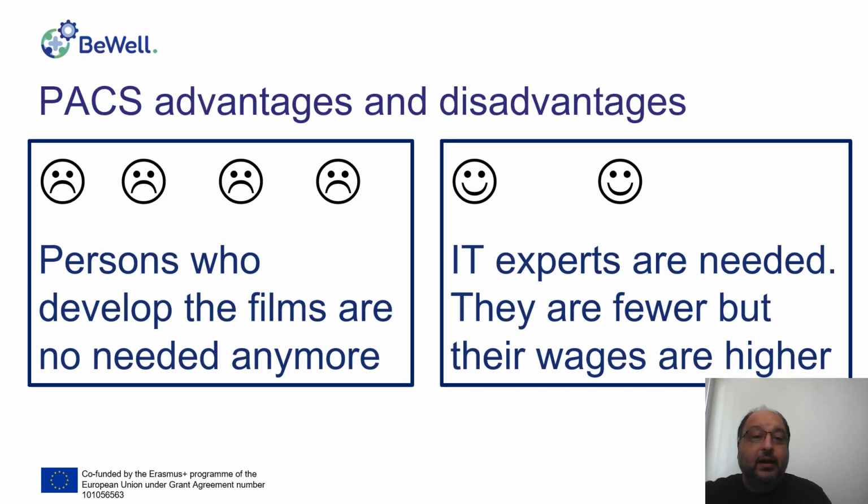And once there is no need for images to be developed, there is no need for people that develop the films, so they are not needed anymore. But people with IT skills are needed, and they are fewer, but their wages are higher. So sometimes it cannot be that easy to calculate the direct financial benefit.